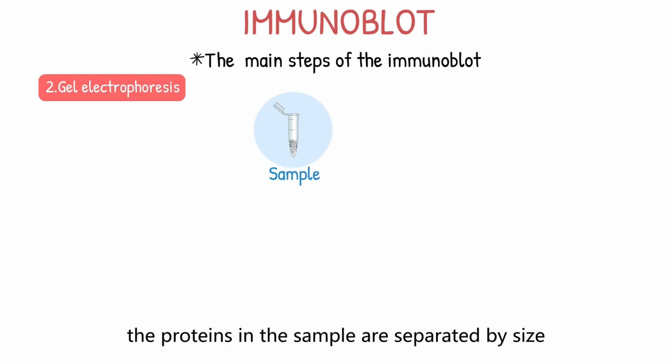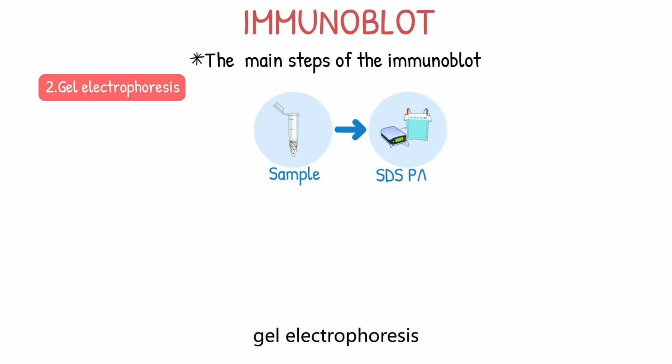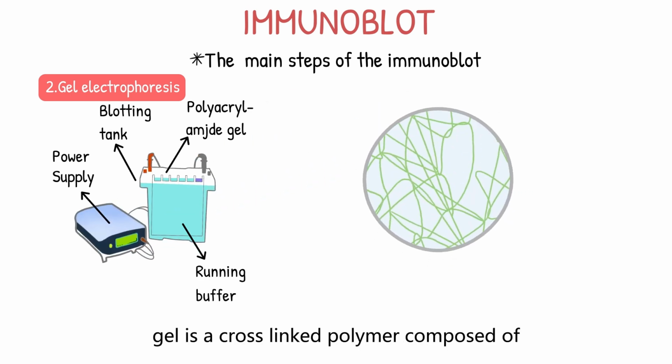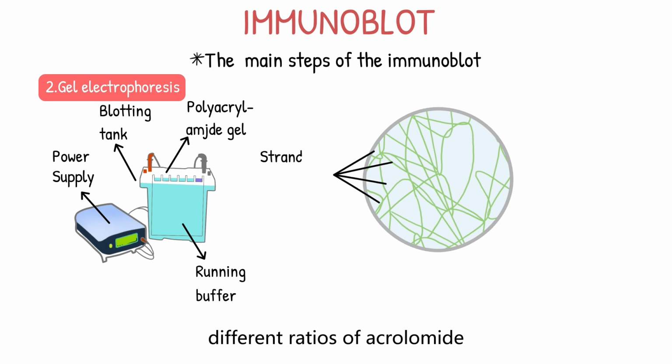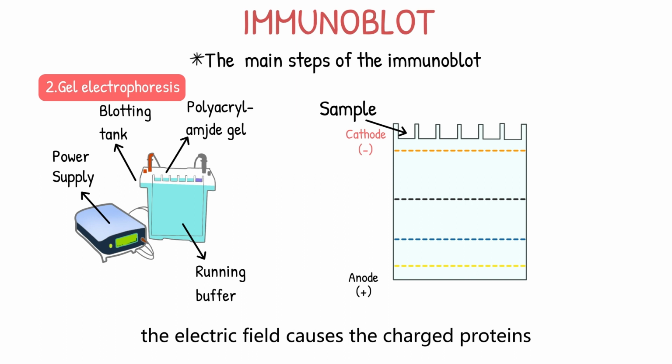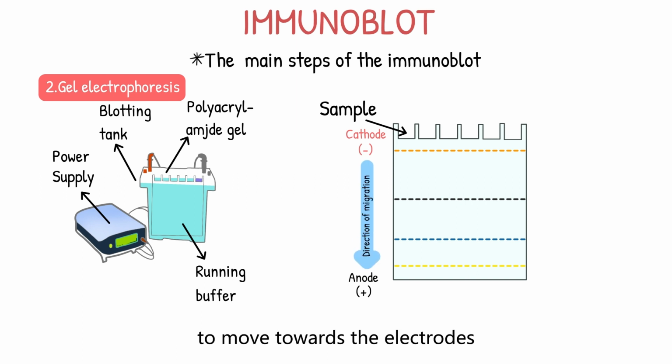The proteins in the sample are separated by size using polyacrylamide gel electrophoresis, or PAGE, under denaturing conditions, typically using sodium dodecyl sulfate, or SDS. Polyacrylamide gel is a cross-linked polymer composed of different ratios of acrylamide and cross-linker. During electrophoresis, the electric field causes the charged proteins to move towards the electrodes.